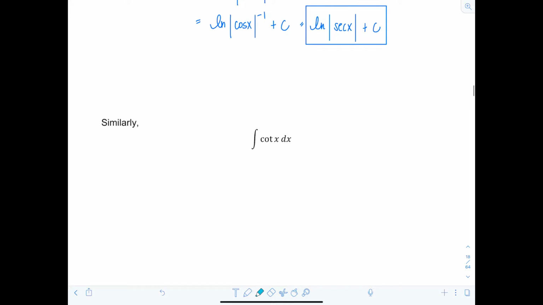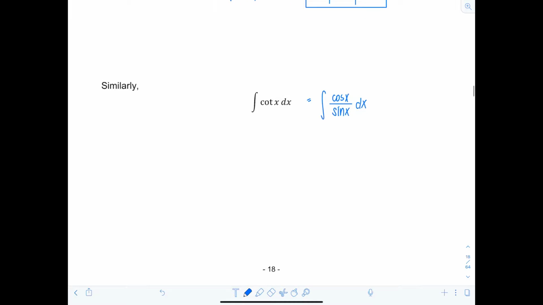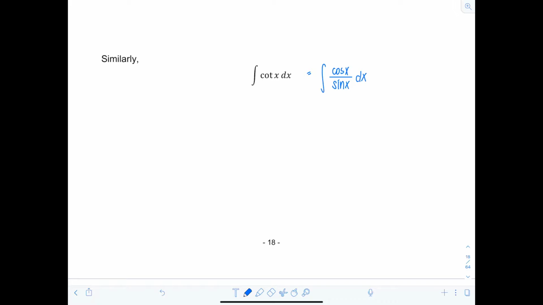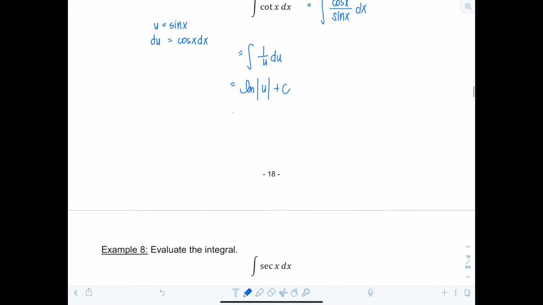Now, cotangent of x dx, that integral is very similar. So you start off by rewriting it as cosine of x over sine of x dx. And then same idea, so you make your u sub. U has to be the denominator, right? So u is sine x, du is going to be cosine x dx, no negative this time. So I'm going to have integral 1 over u du. So this is natural log absolute value of u plus c, and then u was sine x. So you just leave it natural log absolute value sine x plus c.